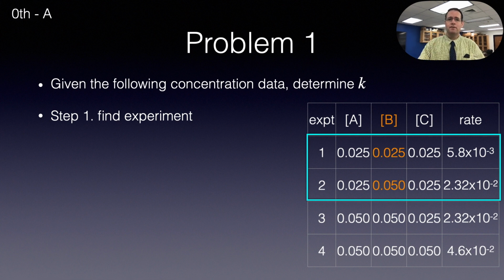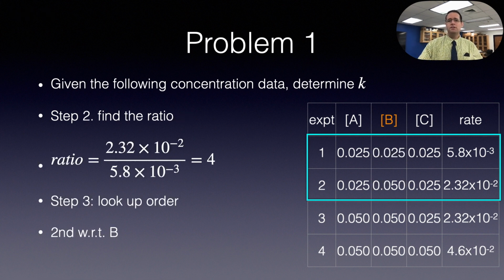So this is a suitable pair of experiments where we find something about the concentration of B and the order of B, all right? So what you want to do now here is find the ratio. So the ratio is the higher number divided by the lower number. That's equal to 4, all right? And then you want to look up that order, and the order is 2, okay? So this is a second order with respect to B. Again, I'll jot that down in the upper left-hand corner for use, okay?